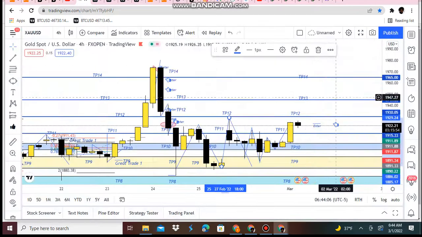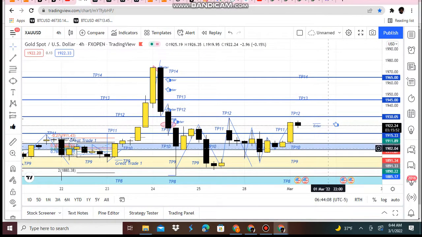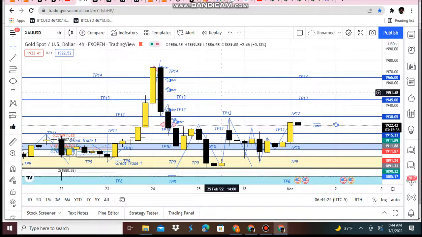We'll see gold heading back down to take profit 10, and then probably take profit 9, creating another bearish engulfing pattern, pushing past take profit 10, going to take profit 9, 1891. And we should see that happening during New York session, which starts at 8 o'clock. So I just wanted to keep you updated.